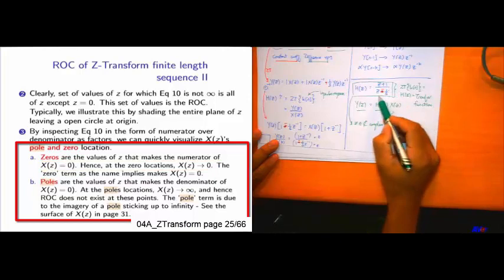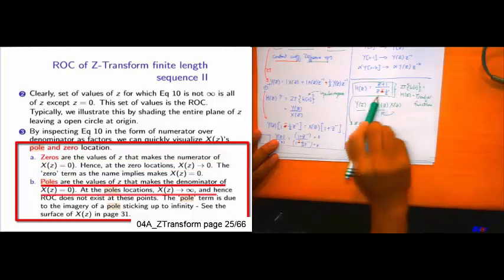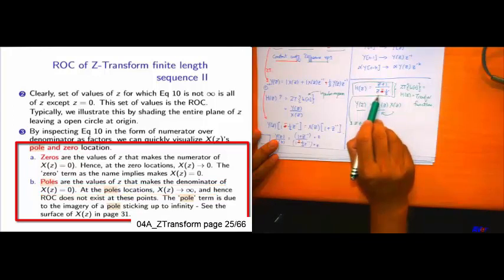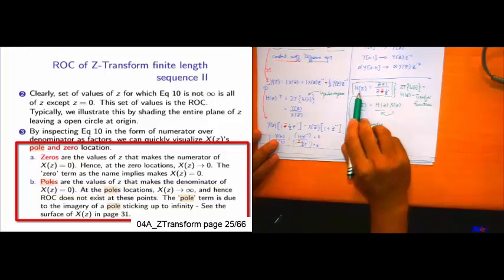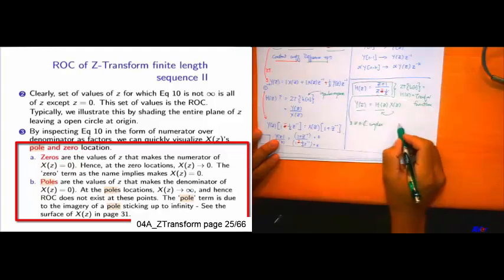The other interesting value is when z equals minus 1/3, because the denominator becomes 0 and therefore the whole thing blows up to infinity. So the values which make the function equal to zero are called the zeros. The values of z that make the whole equation equal to infinity are called the poles. These values happen in the z plane. So first we draw the z plane for you.